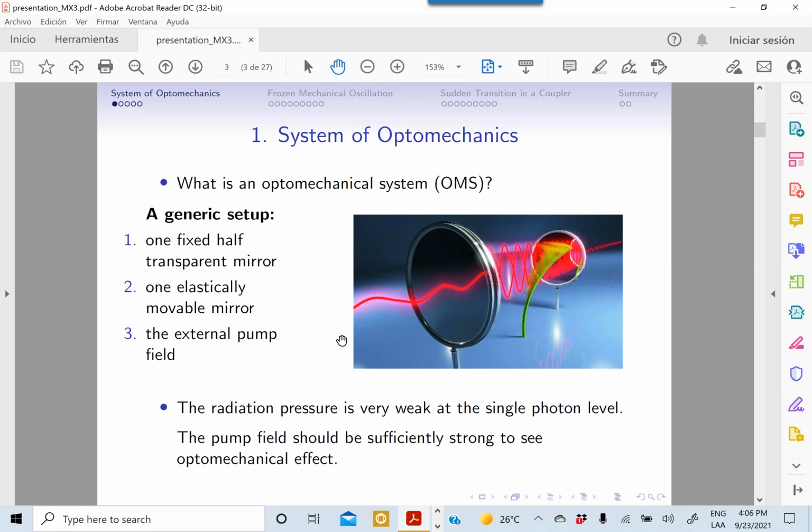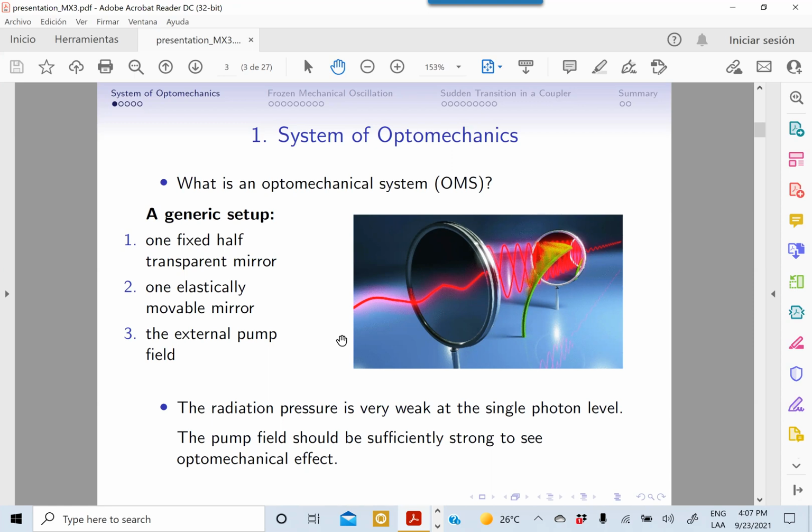That's it. Okay. One single photon carries a very, very small amount of energy, so its push on the movable mirror is very tiny. To see the optomechanical effect, we must have a very strong external field, a strong pump, to plunge into this optical cavity, which is formed by these two mirrors. If our external field is strong enough, sufficient energy will be stored inside the cavity, and this energy will push the movable mirror around its equilibrium position. Then we will have some interesting optomechanical effects.